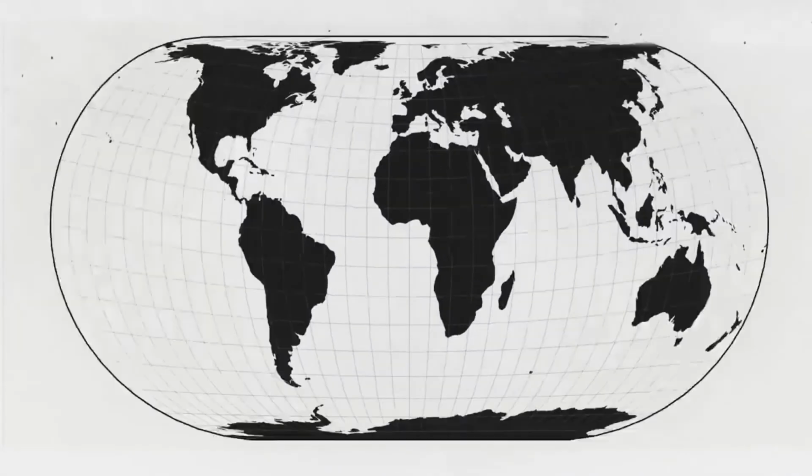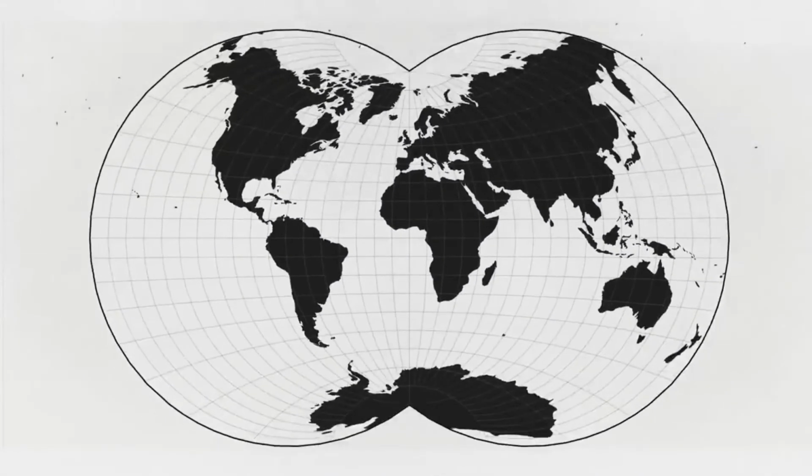The best way to see what the Earth really looks like is to take a look at the globe. But as long as we use map projections, we'll have to deal with the trade-offs that come with them. It's something that's worth looking at.